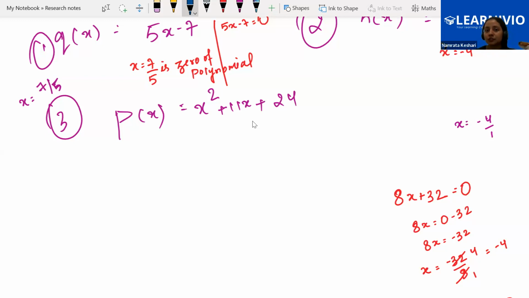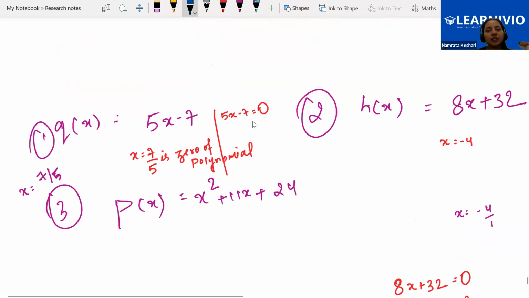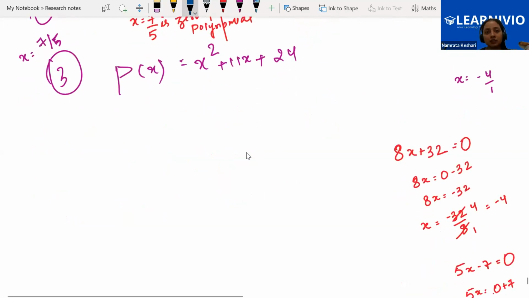Here we are having x square plus 11x plus 24. So what we will do, the same process to find the 0 of this polynomial. Yes, Junaid, first let me know whether the first one and second one are clear or not. Yeah, I understand the first one and the second one. Okay, let's find the 0 of the third polynomial.